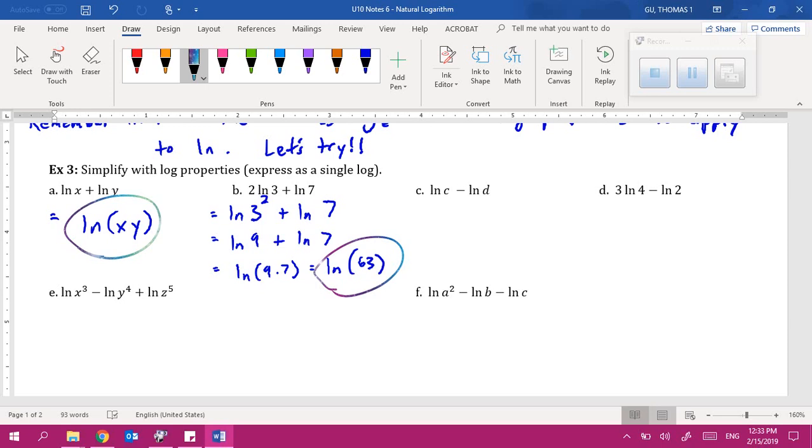All right, C. We've got ln of C minus ln of D. How can I write that as a single log? ln of C divided by D, ln of C over D. Very good. That's it. Easy.